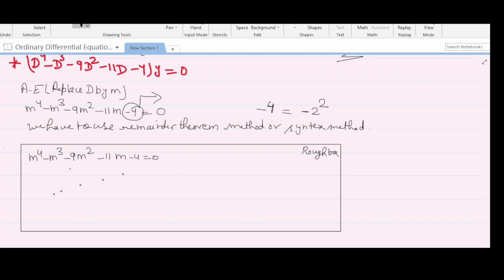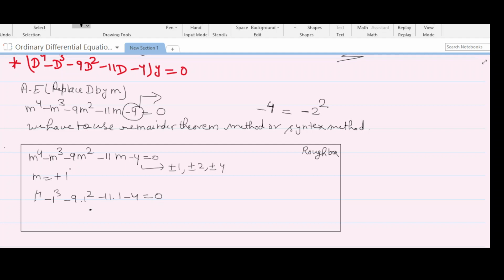So the factors of 4 will be plus minus 1, plus minus 2 and plus minus 4. First we will put m equal to plus 1. The value will be 1⁴ − 1³ − 9(1)² − 11(1) − 4, that is equal to, right?